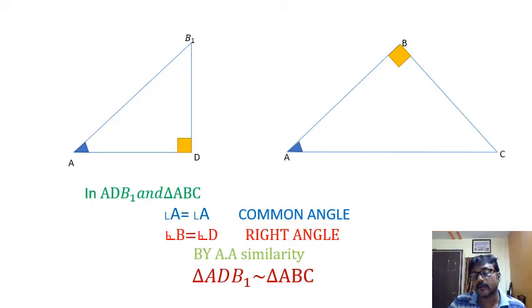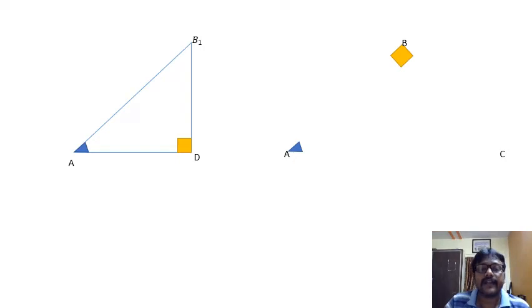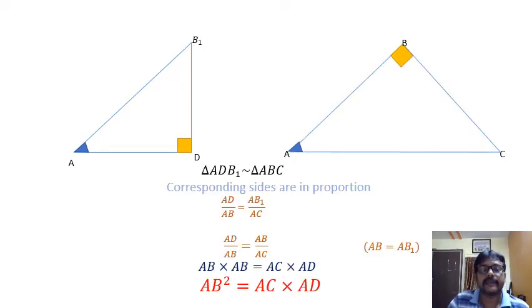What happens? The obvious consequences of similar triangles. Just now we have proved that triangle ADB1 is similar to triangle ABC. So what are the consequences of similar triangles? We know that corresponding sides are in the same ratio, or we can say that corresponding sides are in proportion. So here if we consider AD, its corresponding side must be AB. Got it? AD and AB. In the same way, AB1, that means the hypotenuse, its corresponding side must be the hypotenuse of the other triangle, so AC. Therefore, we take the AD to AB ratio.